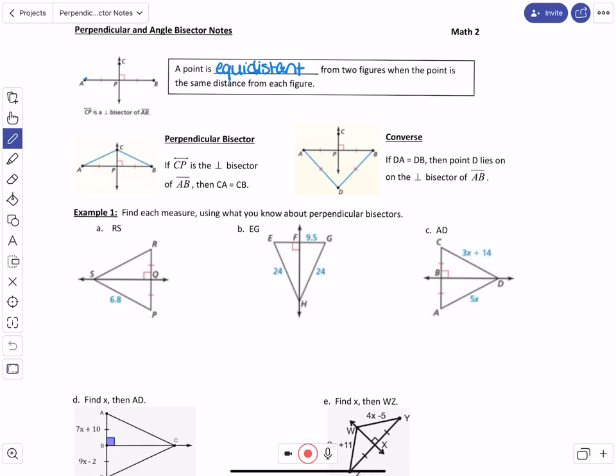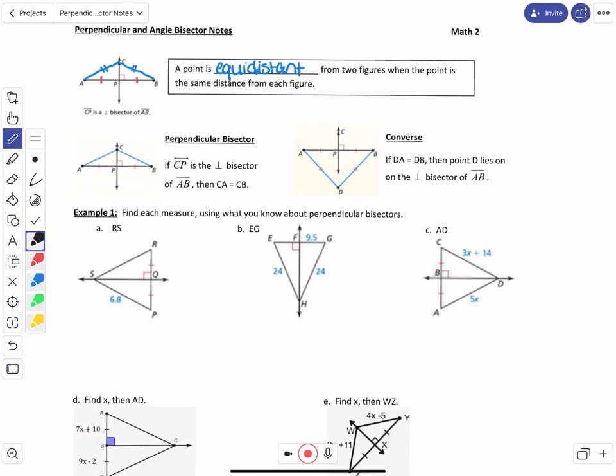So here, A to C is the same distance from C to B. So these lines here are the same distance. And if you notice as well here, and it's already marked, AP is the same thing as BP. So we've got two sets of lines that are congruent to each other. And it says that CP is a perpendicular bisector of AB.